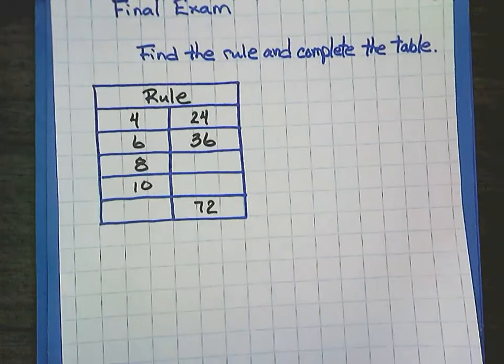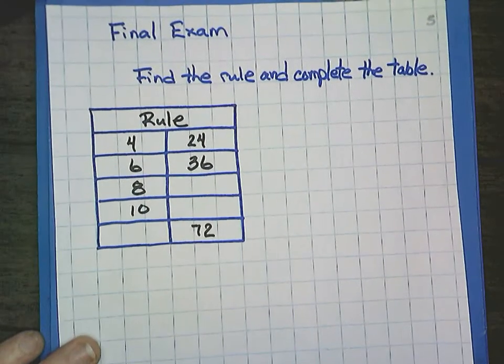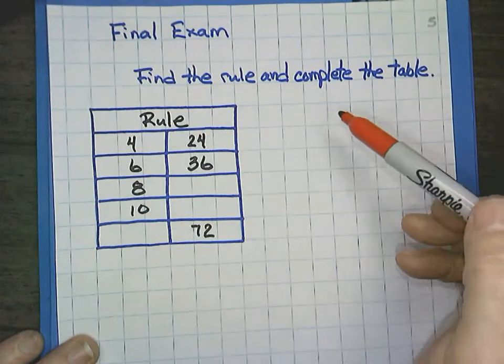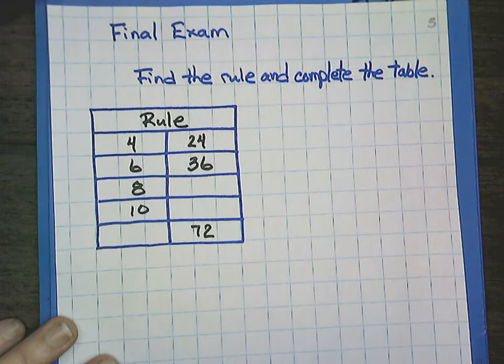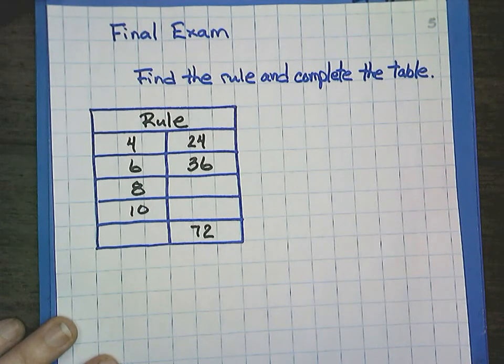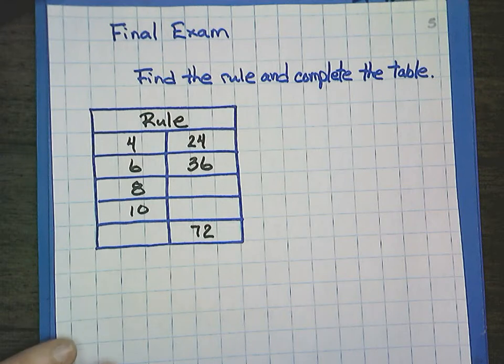Okay, final exam. Find the rule and complete the table. Go ahead and pause if you like. See if you can solve that. Okay, I'm going to go ahead and solve. The first thing I want to do is find the rule, and to do that I have to use my decision flowchart.